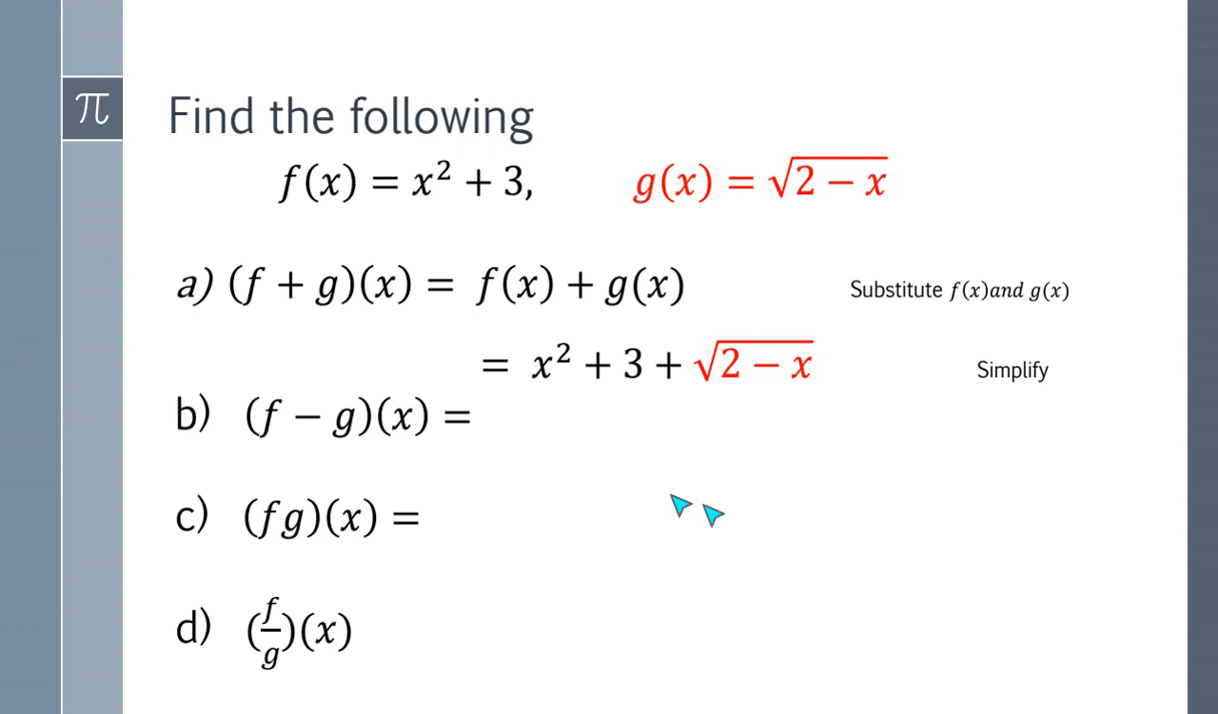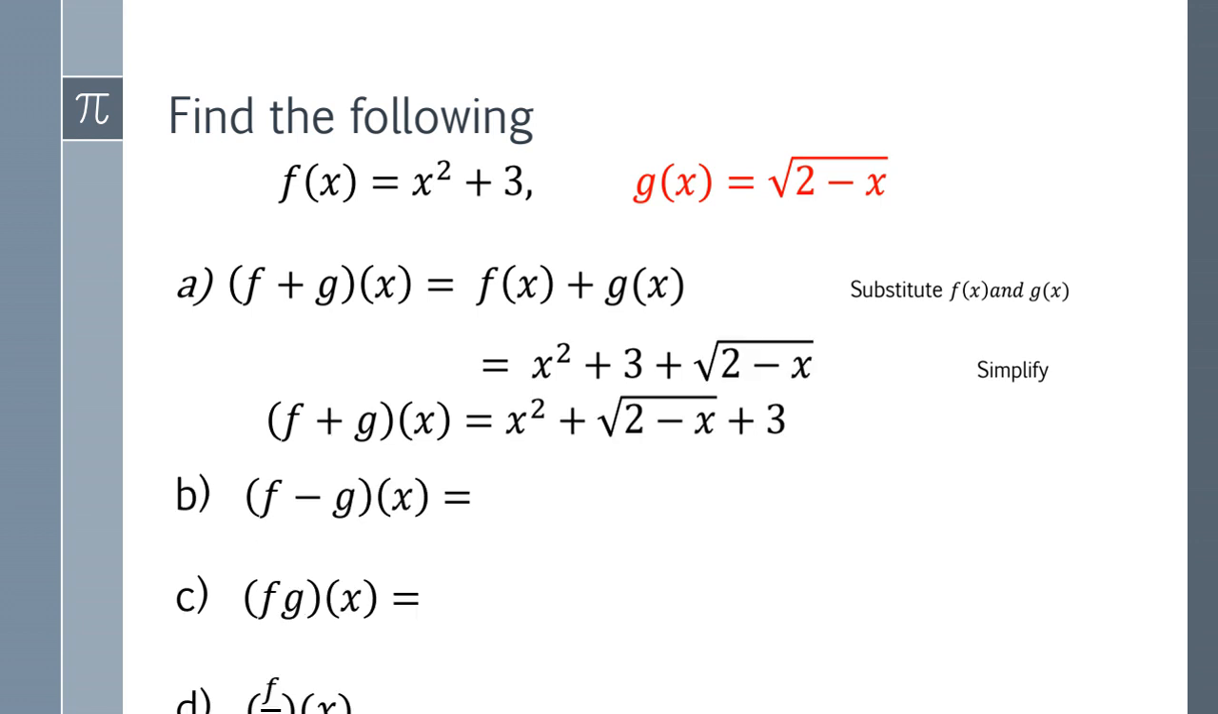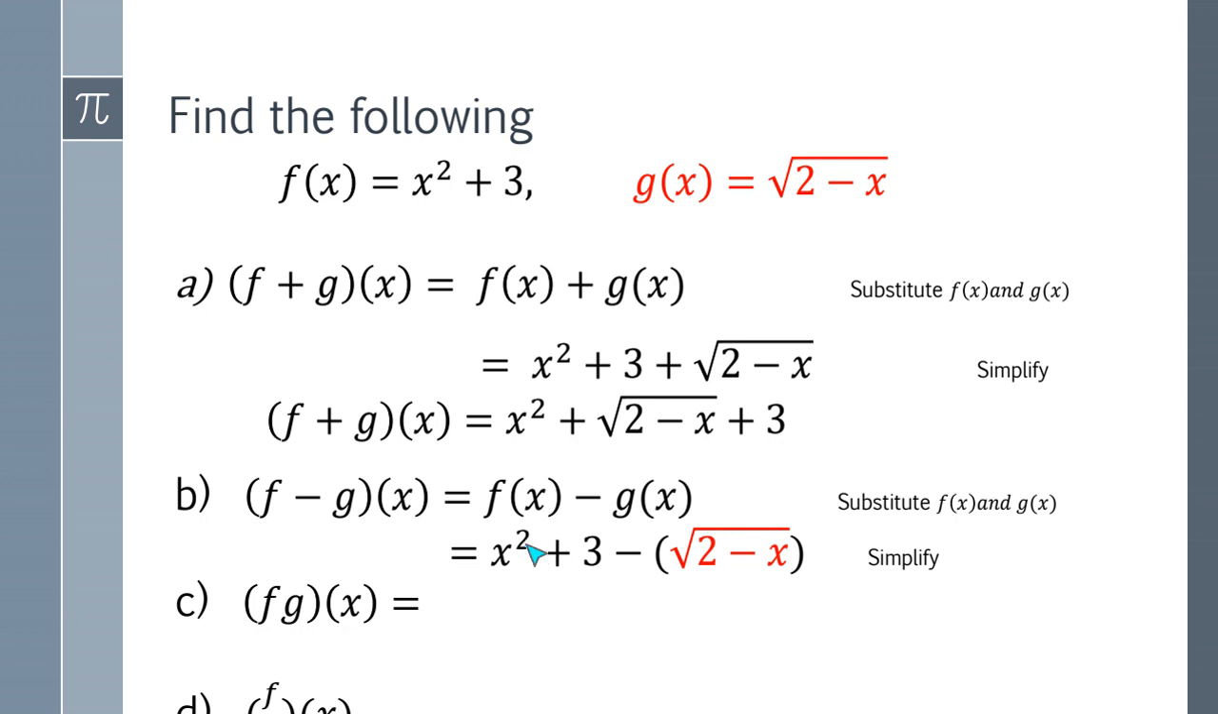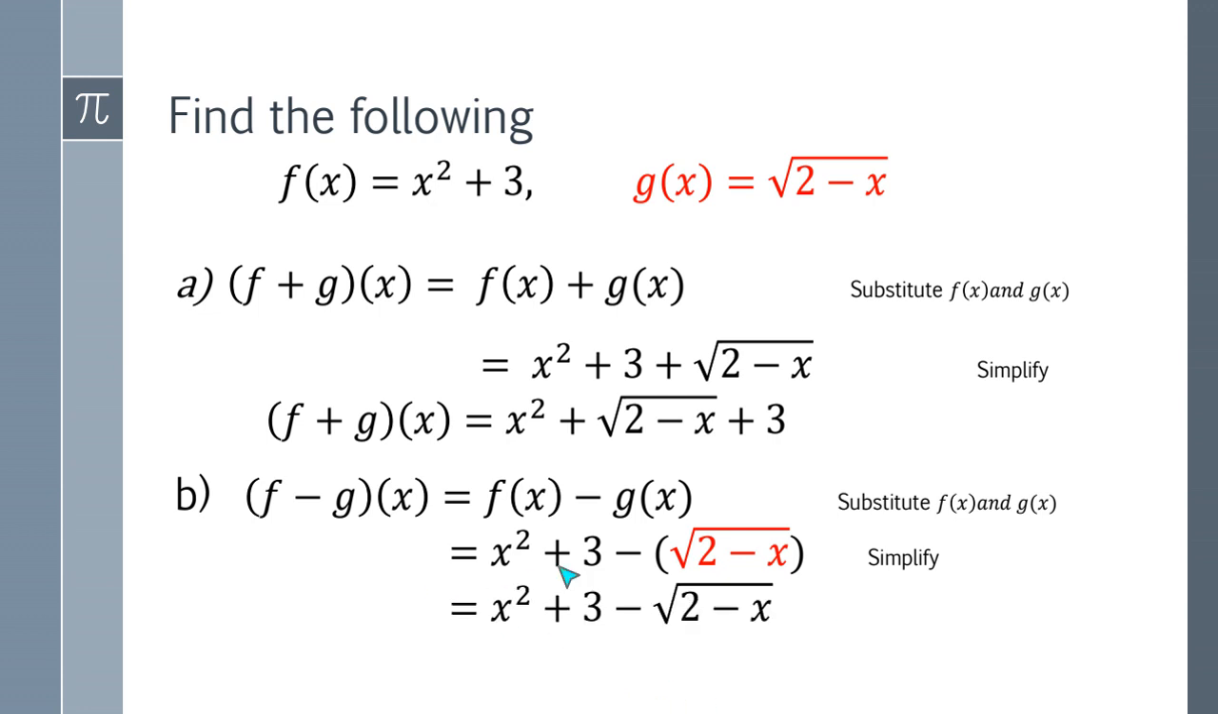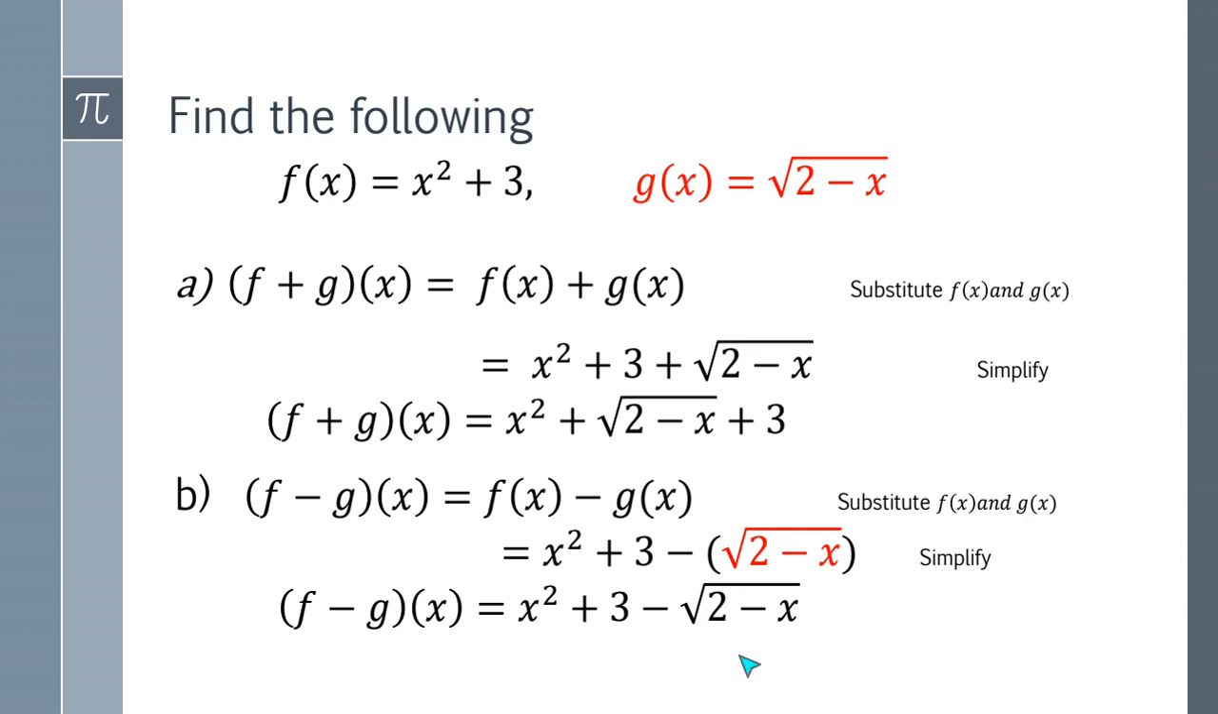And then if you have like terms, then we're going to combine them. But in this example, there isn't any like terms, so our answer is just x squared plus the square root of 2 minus x plus 3. And then if we subtract, we have f of x is x squared plus 3 minus the square root of 2 minus x. And so if we distribute the negative, then we're just left with x squared plus 3 minus the square root of 2 minus x. And you can rewrite it, or that can be your answer.